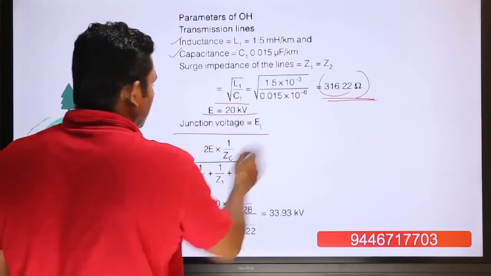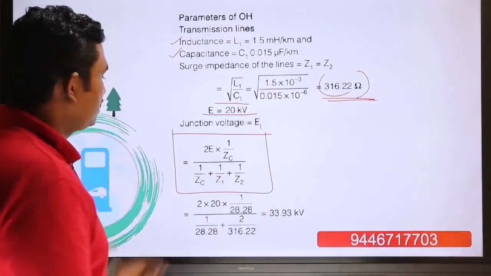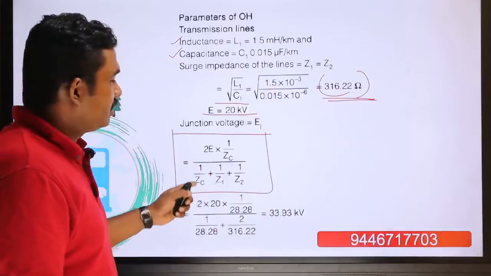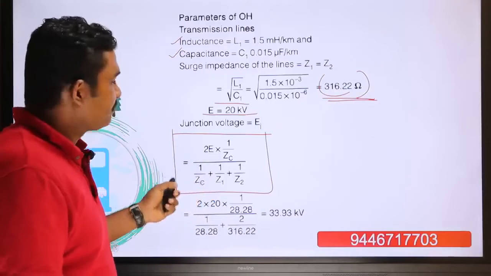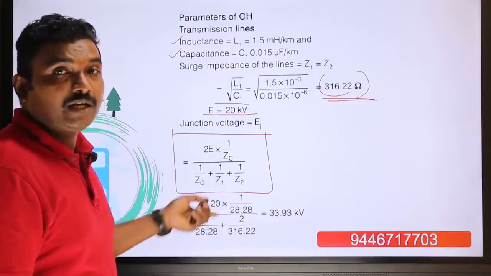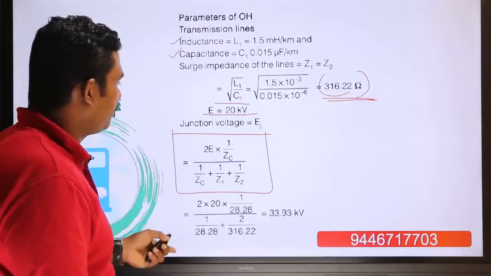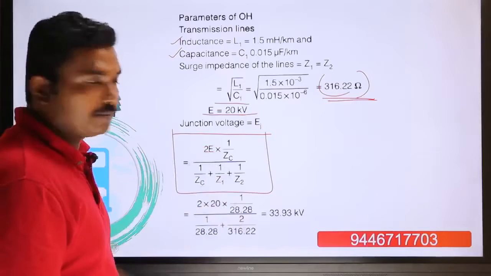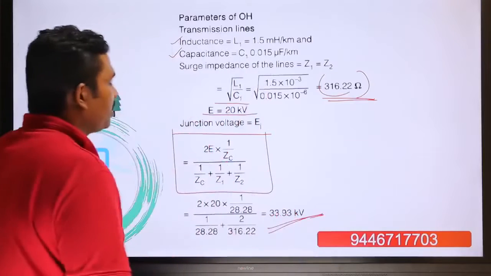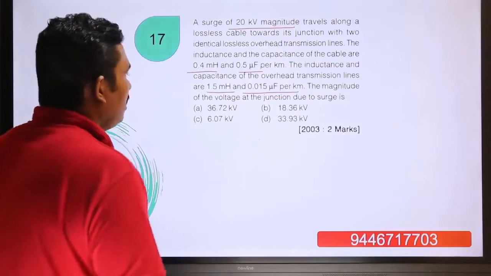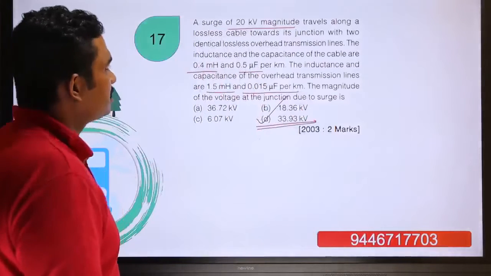And what is the junction voltage equation? It is 2E into 1 by ZC divided by 1 by ZC plus 1 by Z1 plus 1 by Z2. This expression is directly given in the theory topic dealing with the reflection and refraction of waves at various ends of a transmission overhead line. All values are known. When you substitute, you will get the value to be 33.93. So what is our answer? Our answer is option D, which is 33.93 kV. So that is the answer for question number 17.